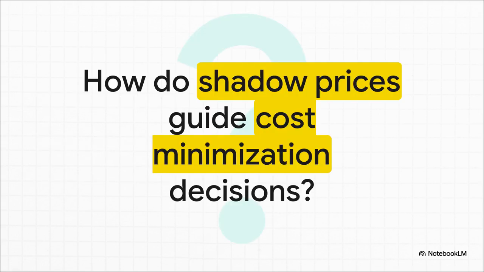To wrap up, I want to leave you with this provocative thought to ponder before our next session. If shadow prices tell us the internal value of our constraints during a profit maximization problem, how do they guide our decisions when our firm's sole objective is cost minimization? Think about how that dual relationship flips. We're going to pick it up right there with practice problems next time.